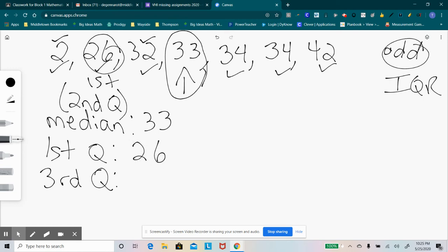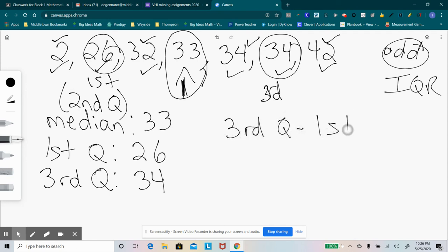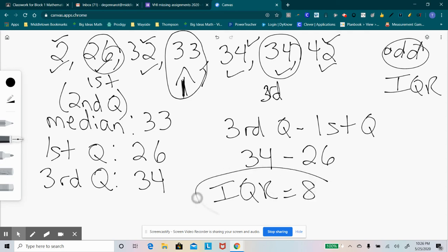So third quartile is the same thing. You cannot include the 33 since this is our median. So we're going to take our pairs, and it looks like 34 is our third quartile. Okay. So then we're going to take our third quartile, subtract our first quartile from it. So our third quartile is 34. First quartile is 26. So our interquartile range is going to be 8. And that's my answer.